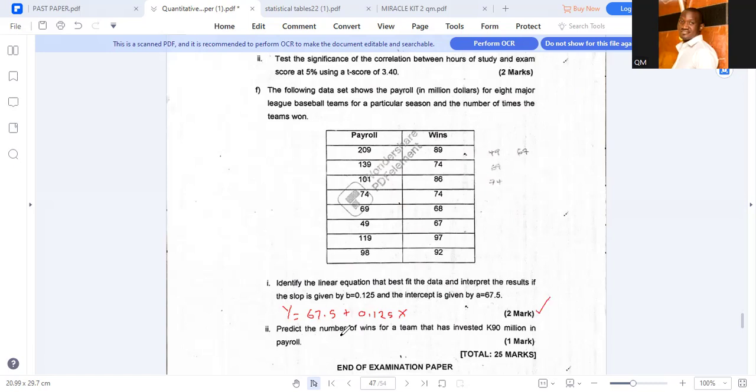Then now they're asking you to predict the wins for the team that received 90 million. So our x in this case is the value here. So you're just going to put, so one mark there. Where there's x, you're going to put what? 90, right? Are we together? Yes. So the answer is what you get at the end. I'm not going to get the answer there for you. One mark for that. All right, so I am done with regression.